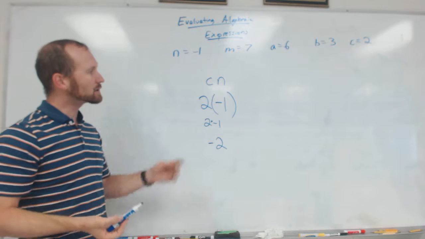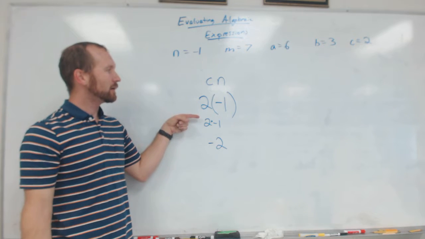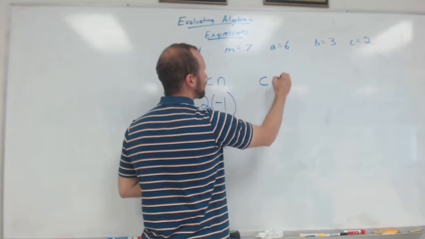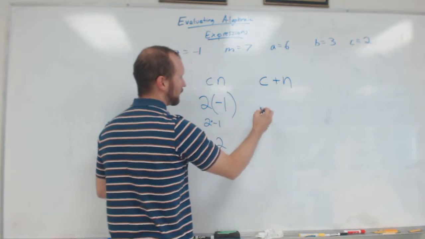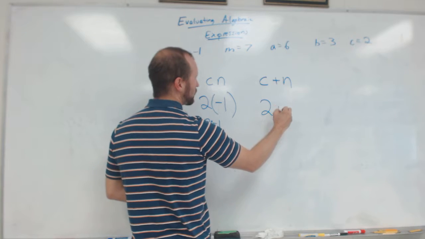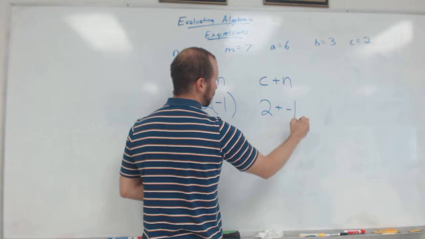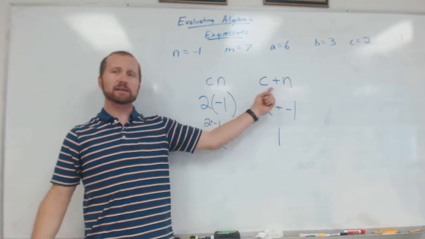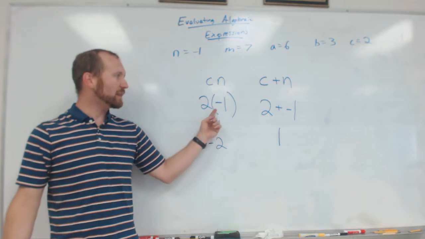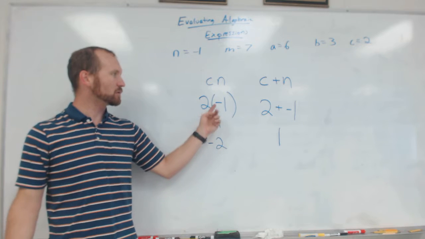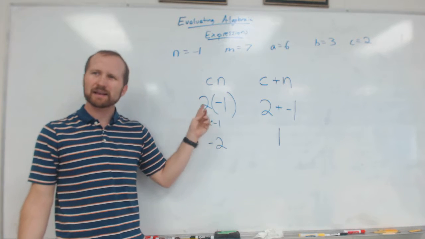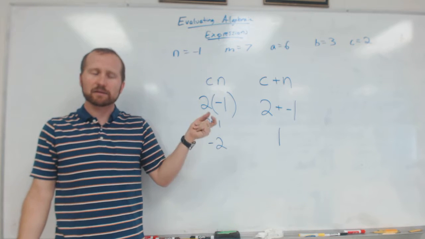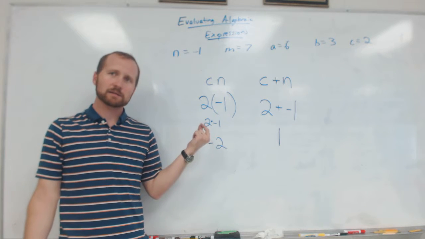Right? So I heard some people saying 1. That would be if we did c plus n, then we'd have 2 plus negative 1, which is 1. But these are very different, even though when you write them, it's kind of easy to confuse. Is it a minus sign, or is it a negative? So keep track of your negatives versus your minus signs.